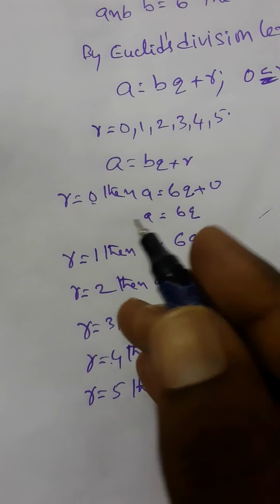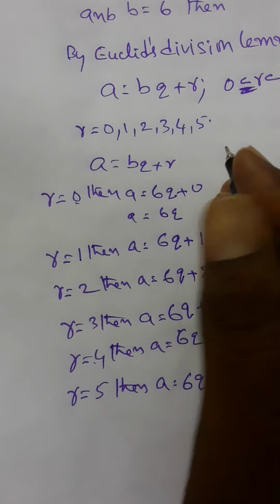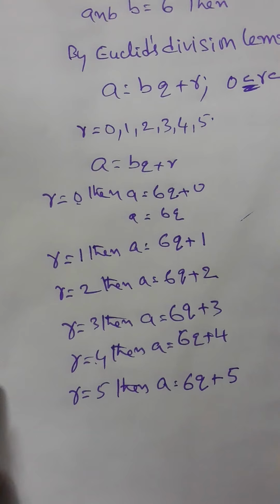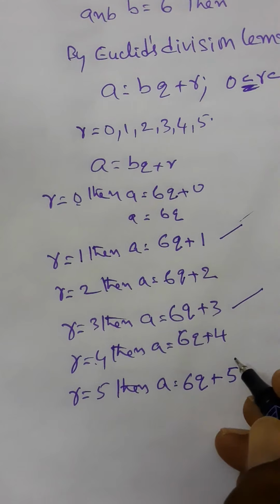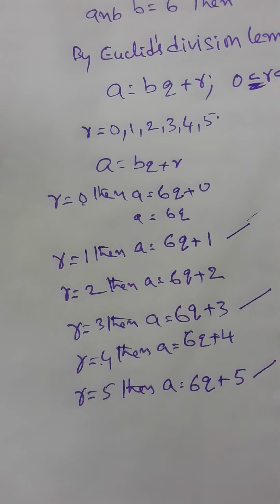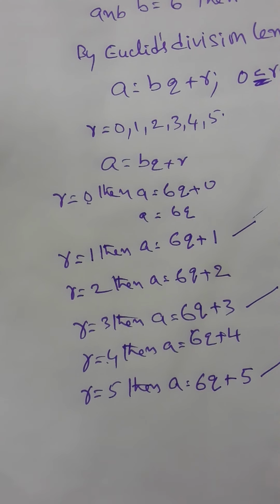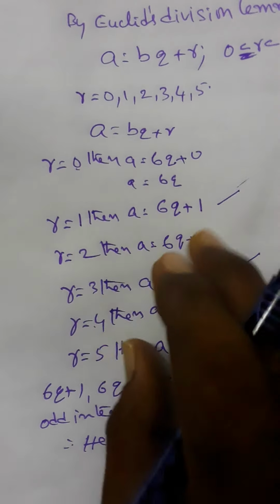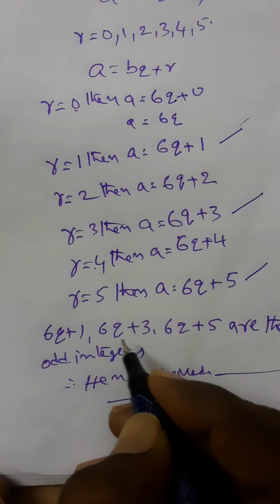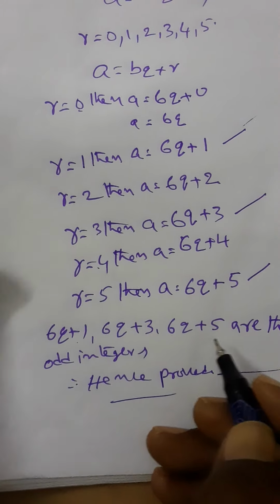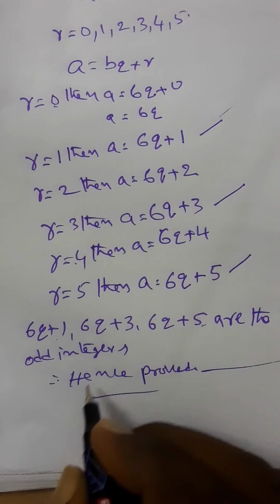In this problem, what did it ask? Any positive odd integers. So in this case, the odd integers are 6q plus 1, 6q plus 3, 6q plus 5. These are the odd integers. So from these equations we get 6q plus 1, 6q plus 3, 6q plus 5 are the odd integers, hence proved.